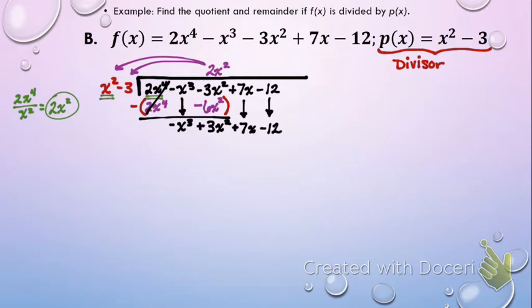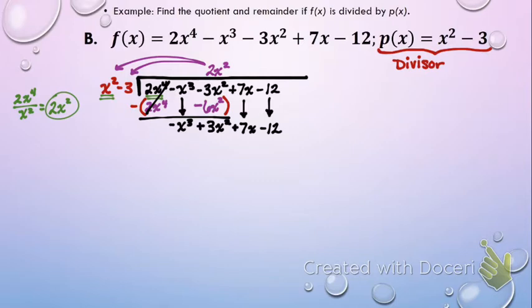So far, so good? Remember, we have to distribute that subtraction, so we're changing both of the signs. That's why it's a plus 3x squared. And then we do the whole thing all over again. We start back at the beginning.